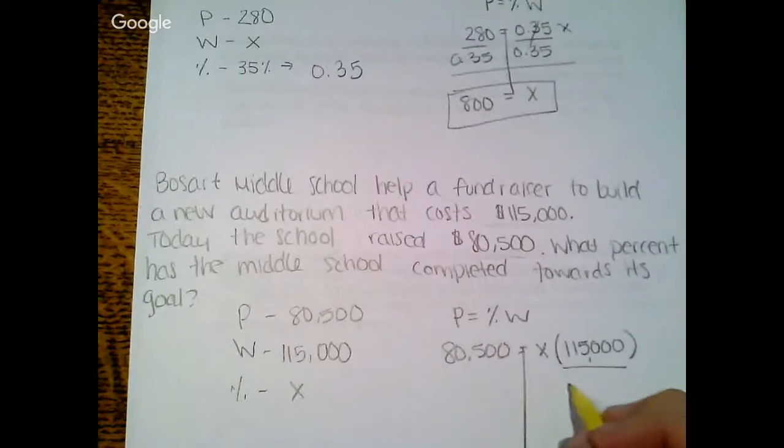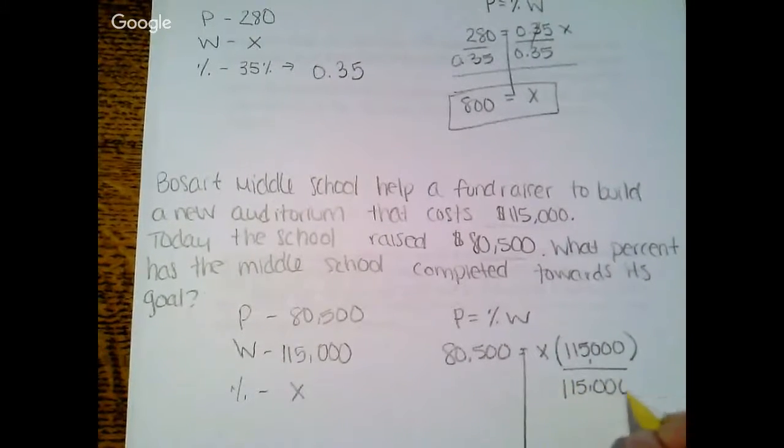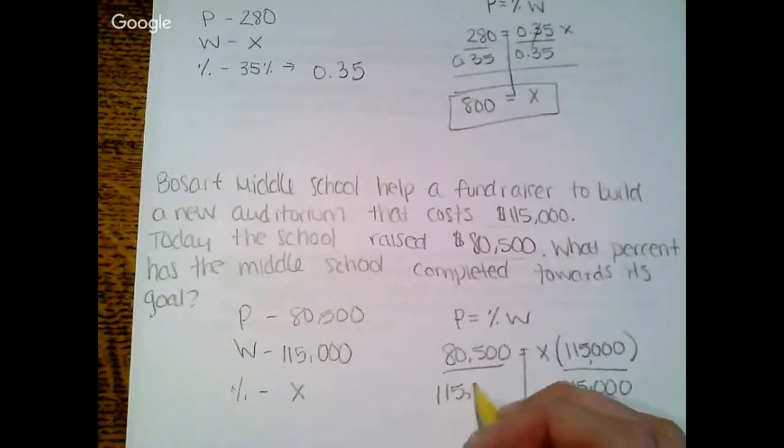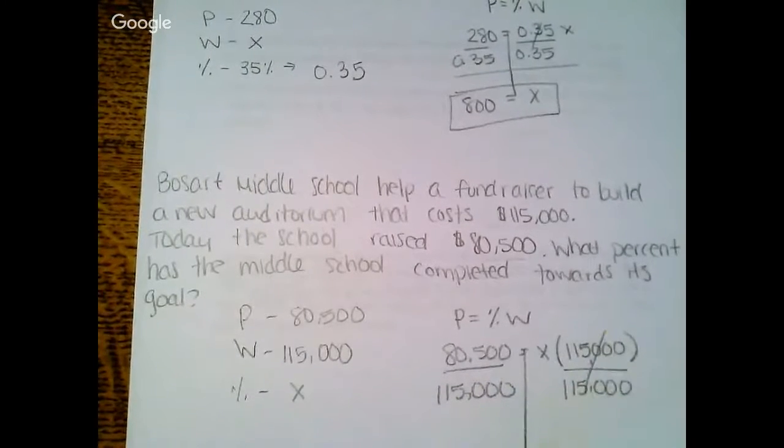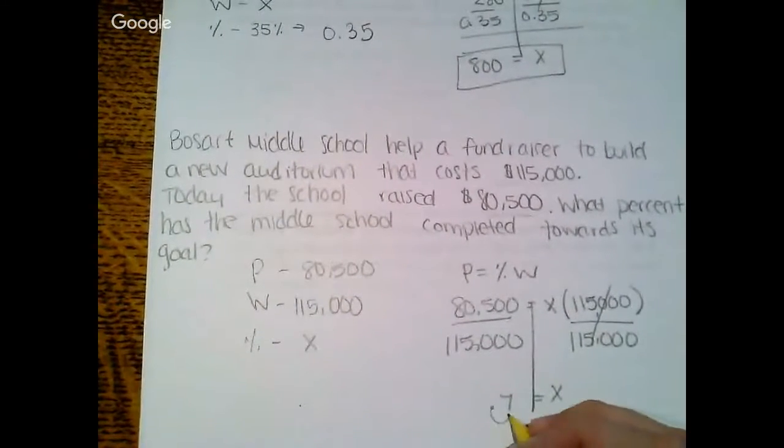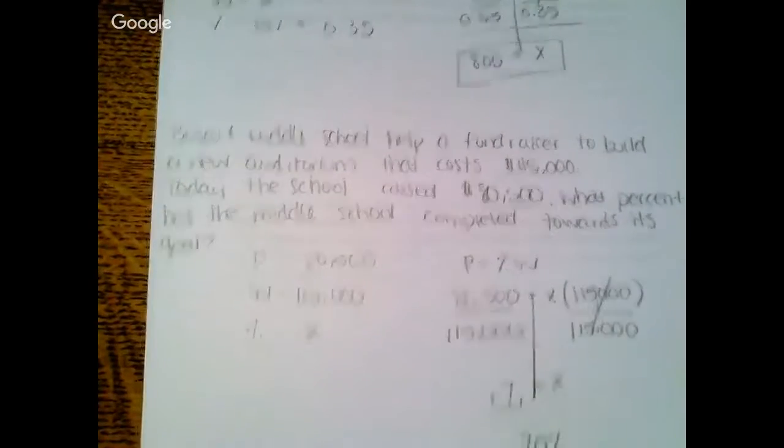Now I drop my line to get X by itself. I need to divide by 115,000 to make that happen. When we do that, we get that X equals 0.7. But be careful, we need to move that decimal place over 2 spaces, so you get 70%.